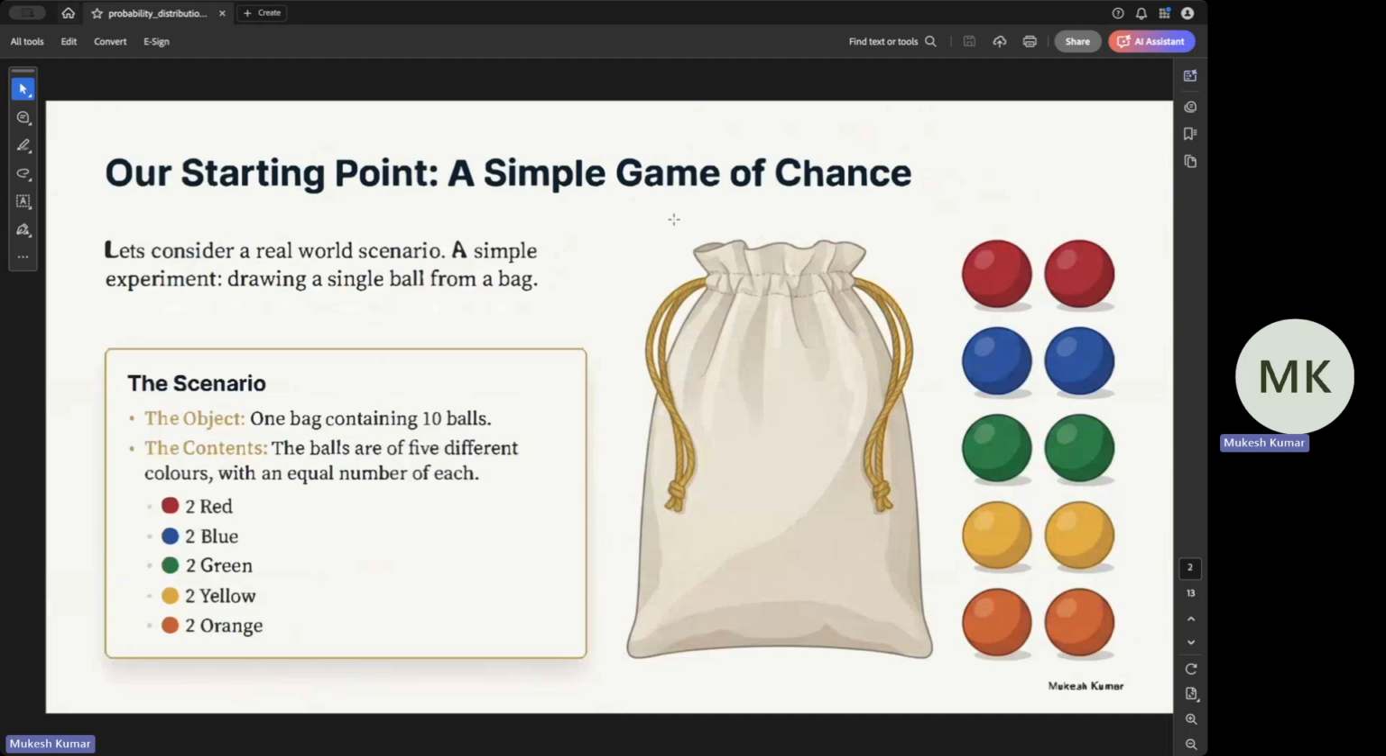Let's start with a real-world scenario. In this case, it is a simple experiment, which is drawing a single ball from a bag. So the scenario in brief: the object we are trying to mimic is a bag containing 10 balls. Among those 10 balls, we have 5 different colors, 2 of each.